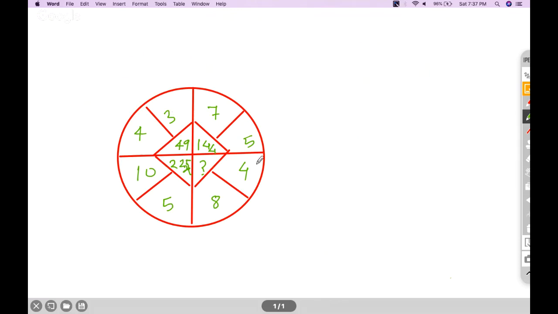Now 144 is a right answer here. You look at here. 4 plus 3 is 7. 7 square is 49. 7 plus 5 is 12. 12 square is 144. Now you look at here. 10 plus 5 is 15. 15 square is 225. So here it is 8 plus 4, 12. 12 square over here would be 144. So answer is 144.